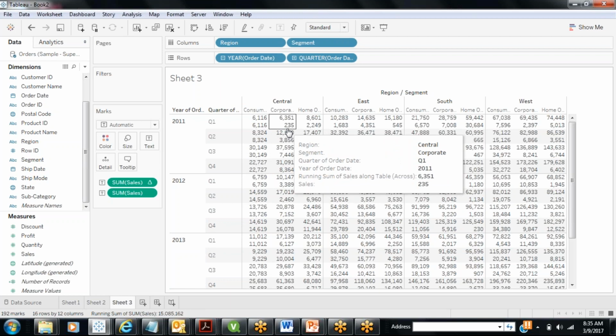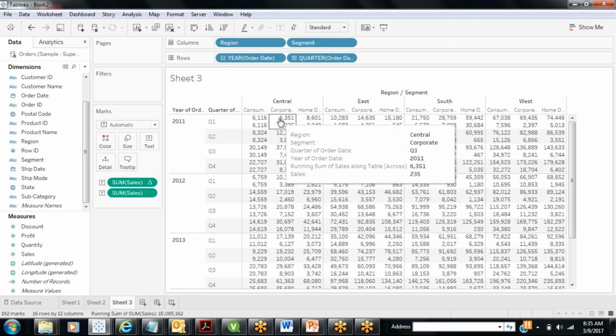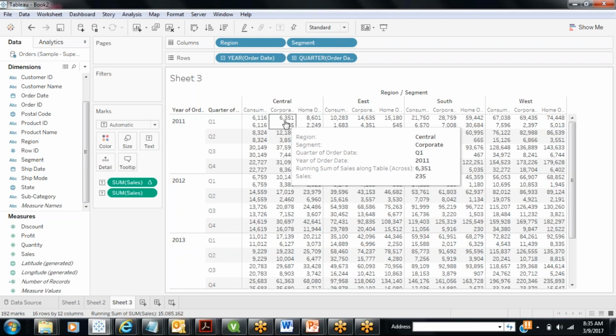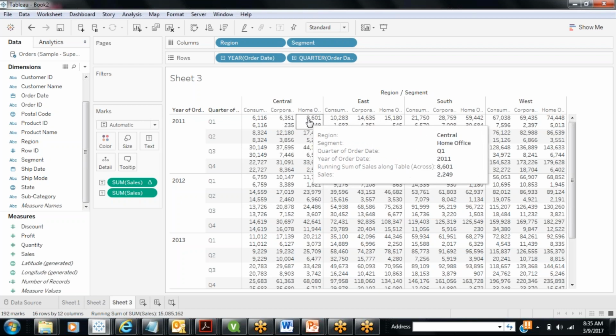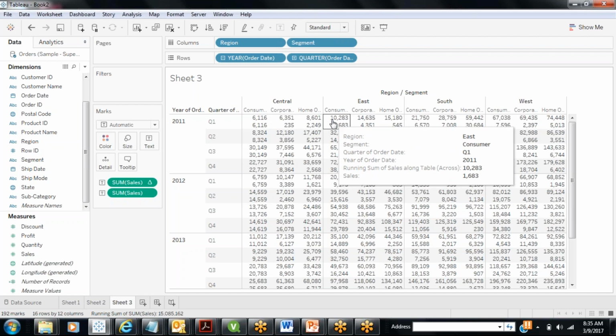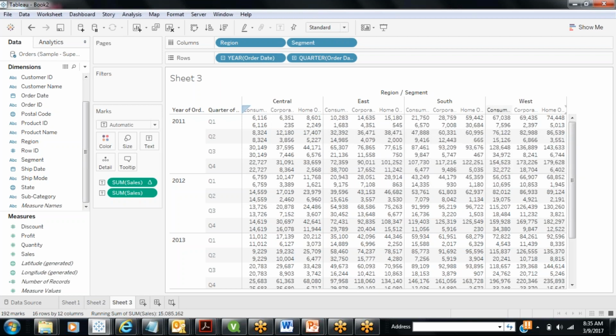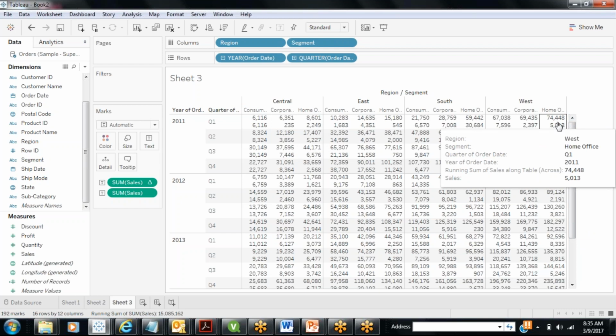Now you see here 6116, 6116. The actual sale is 235. So 6116 plus 235 is 6351, plus 2249 is 8600, plus 163 is 10,283. Like this I go, and my end value is 74,448. So in 2011 for quarter 1, for all the regions, my sale is 74,448. Correct? So at the complete level, I will be looking into this.